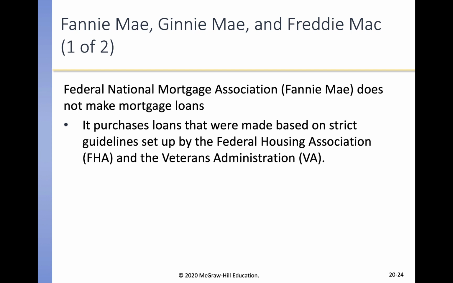So first, Fannie Mae is the Federal National Mortgage Association. They don't make mortgage loans directly. They buy mortgage loans. So they purchase loans that were made based on strict guidelines set up by the Federal Housing Association and the Veterans Administration, so FHA and VA loans. FHA and VA loans are generally government-backed loans, and then Fannie Mae would purchase those loans that were made.